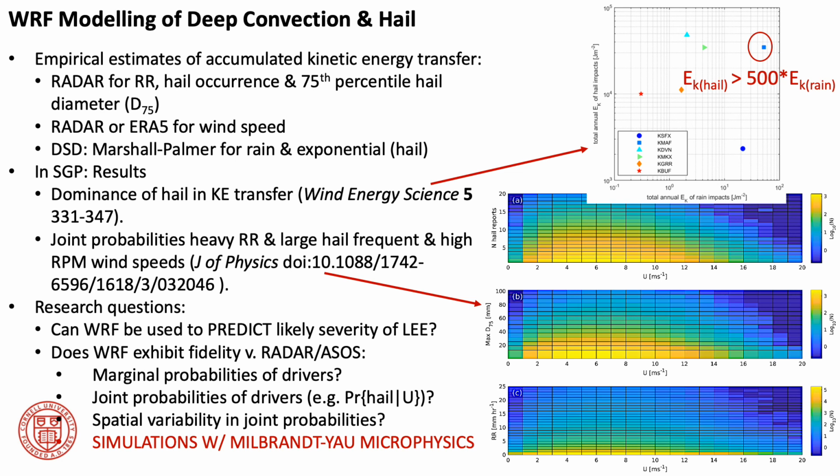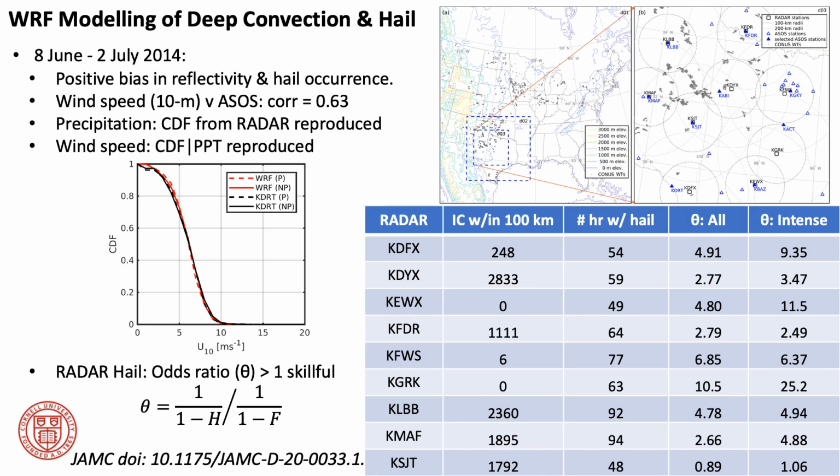All of the simulations that I'll show you results from today use the Milbrandt-Yau microphysics scheme, which, as you know, is a fully double moment scheme. Our first simulations focused on this 25-day period between June and July of 2014. This is basically at the peak of a typical year of hail occurrence, but it is selected to be typical of a summer.